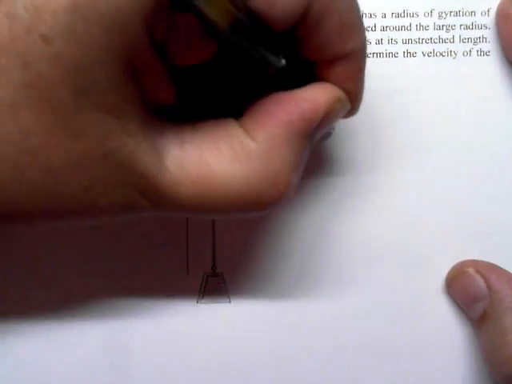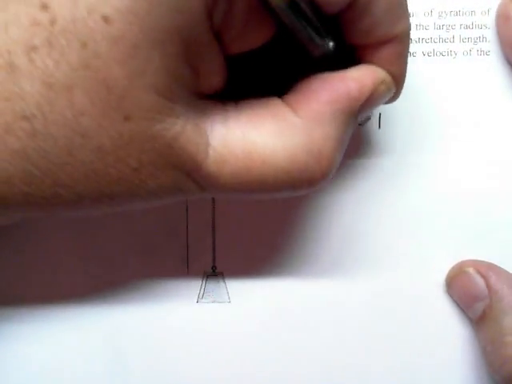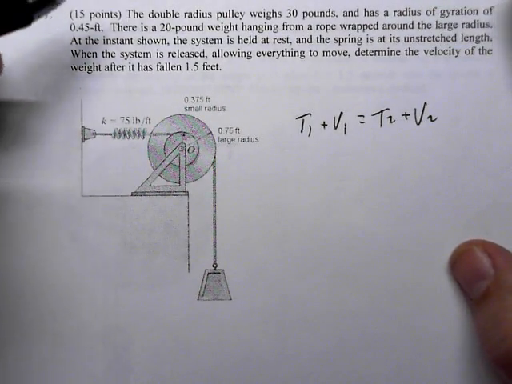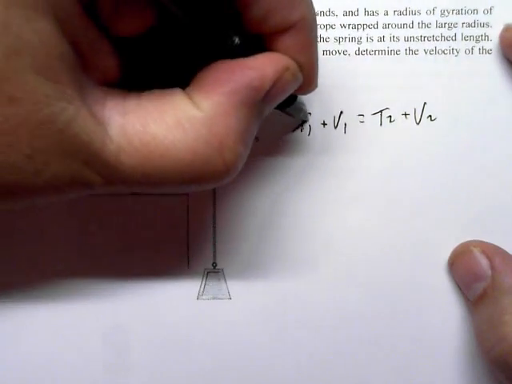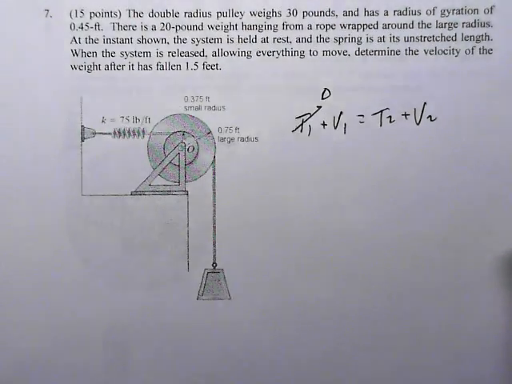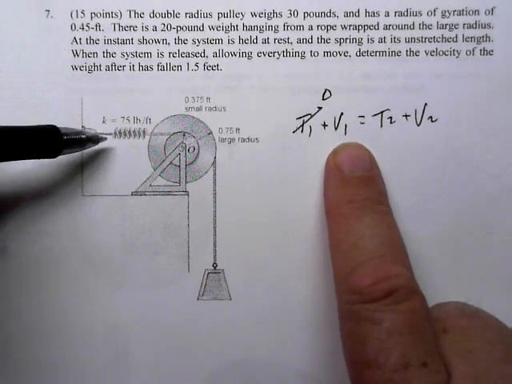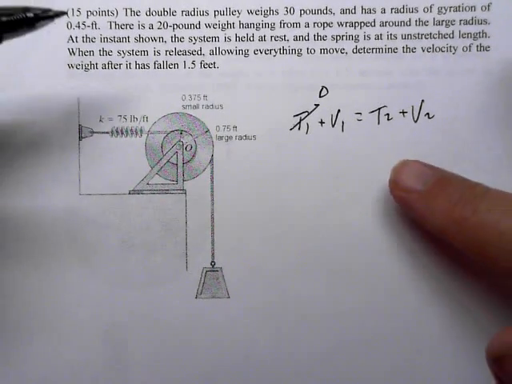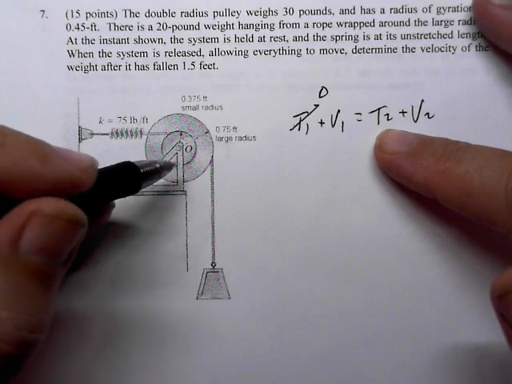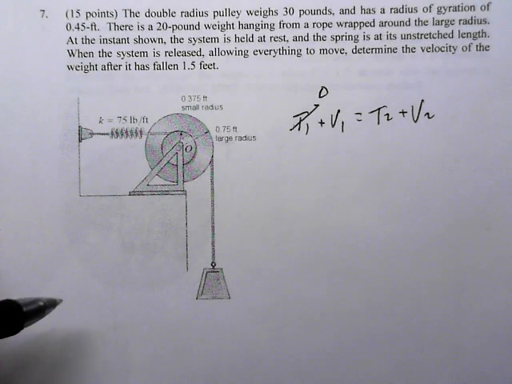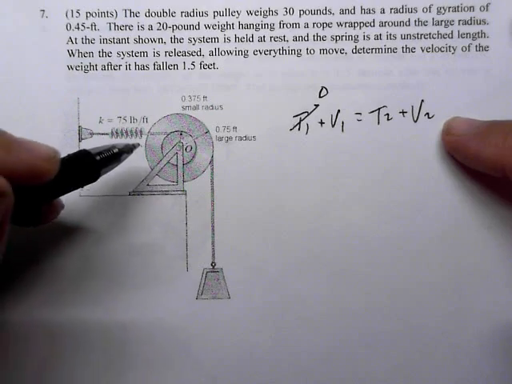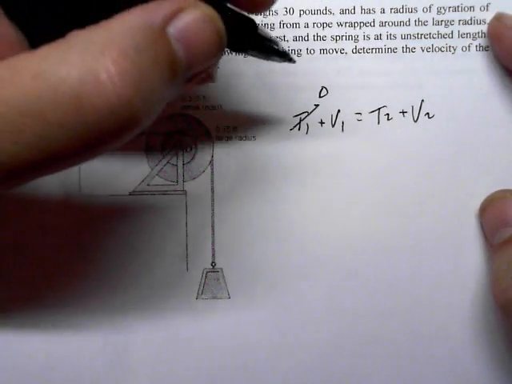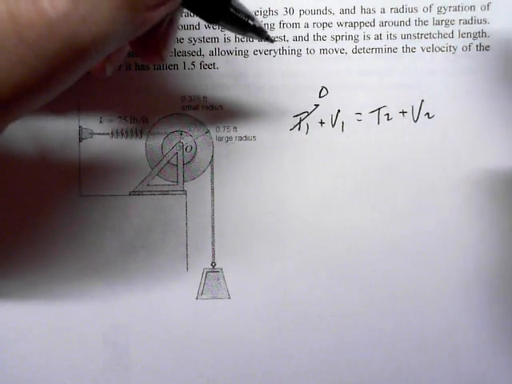So we can say T1 plus V1 is equal to T2 plus V2. And we are starting from rest, so that goes to 0. Our spring energy might be 0 to start, but we might say we have some gravitational potential. That's up to us. T2 is going to have 2 pieces from the disk and the block, and V2 will have spring energy but no block energy. And so let's start this off. We have a 0 for the kinetic energy.